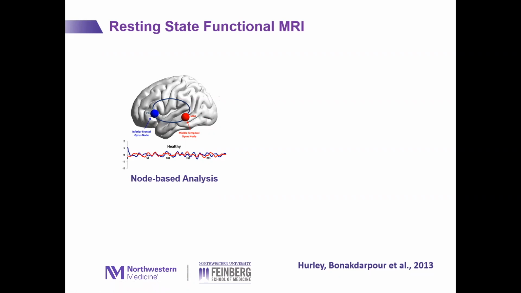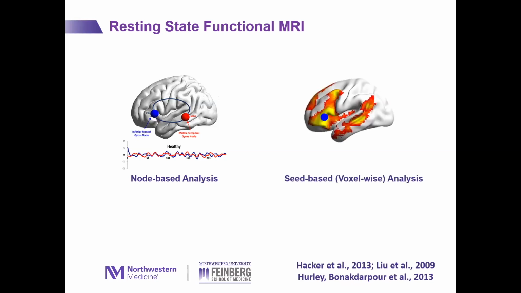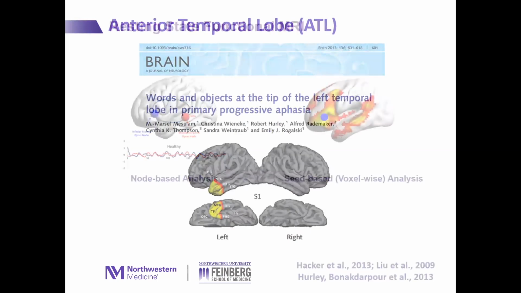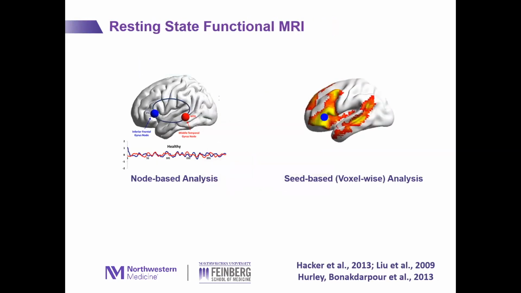And at the time, resting state became more and more popular because we didn't have to have a task. And for patients with aphasia, that would be easier. And in resting state, there are a few ways we can look at the function of the language network. One is the node-based, when you pick your regions of interest and look at their connectivity. Or you can have the seed-based, where you pick a seed and then look at the connectivity with the rest of the brain. Or you can do what I think is not here, the independent component analysis, where you pick every single voxel and ask the question of what other voxels in the brain it's connected to, and then you come up with different components.